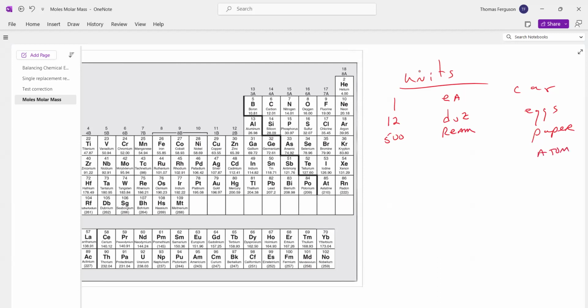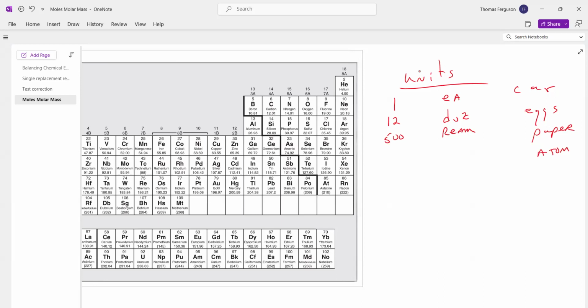Now we talk chemistry, physics, engineering. I want you to notice something in this series. Cars are big, expensive. Eggs are smaller, less expensive. Paper, smaller. Atoms, a lot smaller. The trend is big to small. So if this trend continues, the atom is super small compared to these.